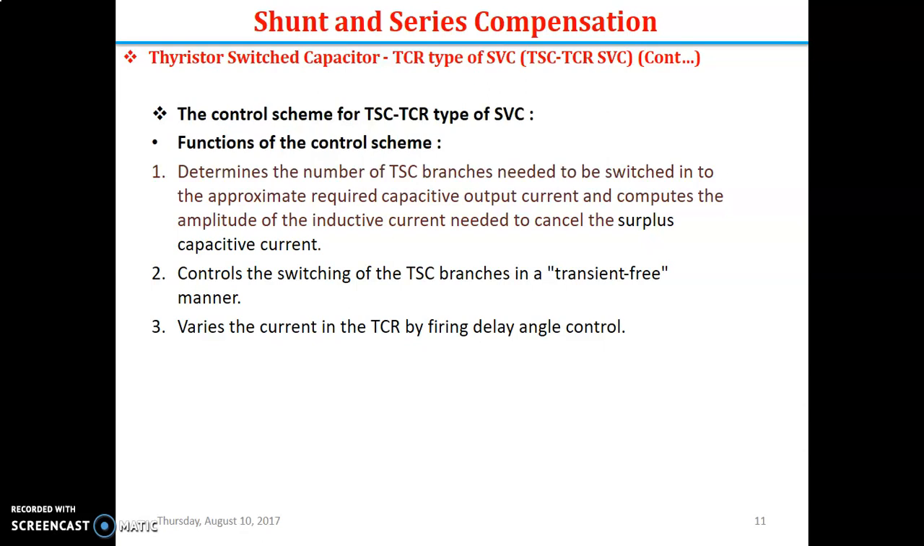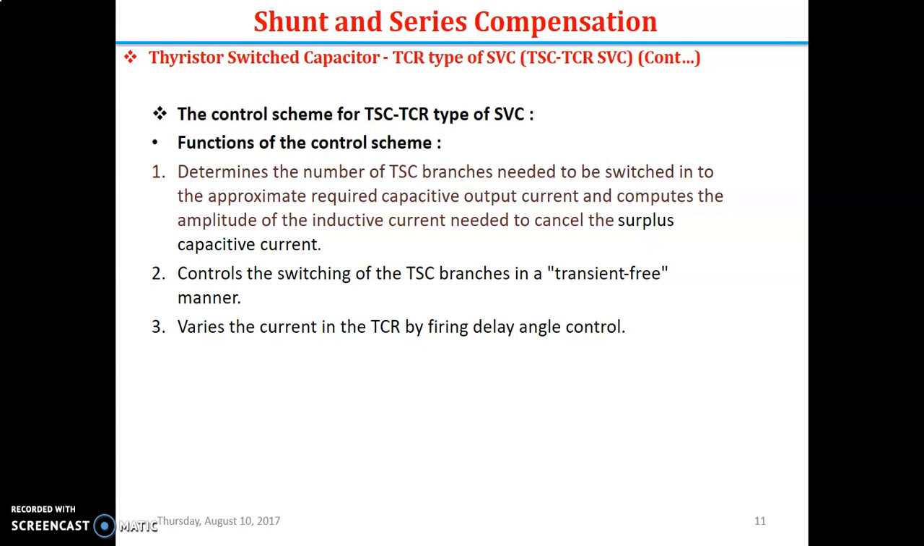So the precision will be set by the TCR. TSC will give you the stepwise capacity compensation, and it will be slightly greater than your demand, and that slight difference will be compensated by the TCR.